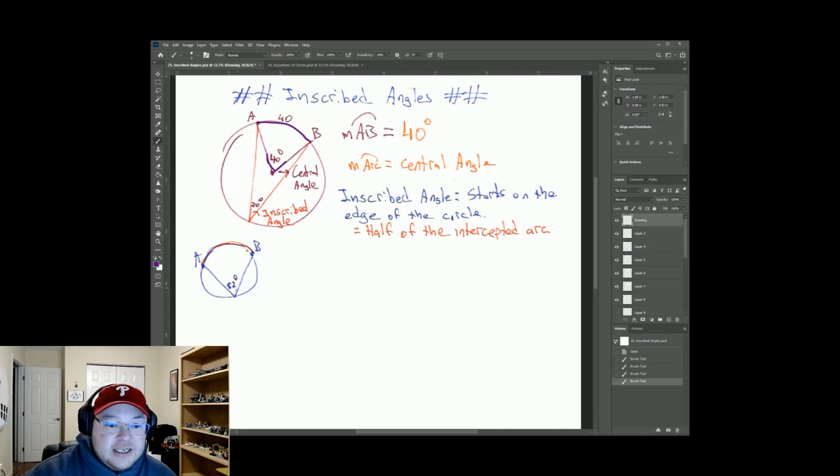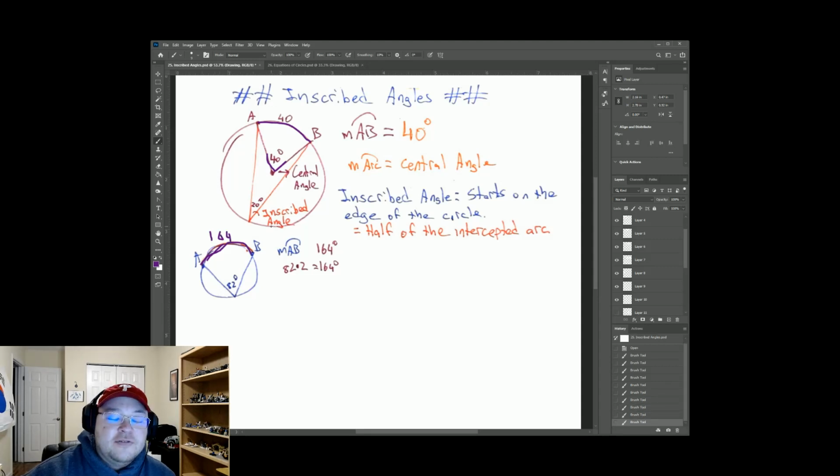But for example, if I said, hey look, this inscribed angle is 82, you should know that it's half of this arc right here. And just pretend that was a good arc. So you would say the measure of AB is just 82 times 2, which is 164 degrees. That's all you have to do. So really, most of the time, it all involves either multiplying by 2 if I gave you that angle, or you're going to divide by 2 if I gave you the arc.